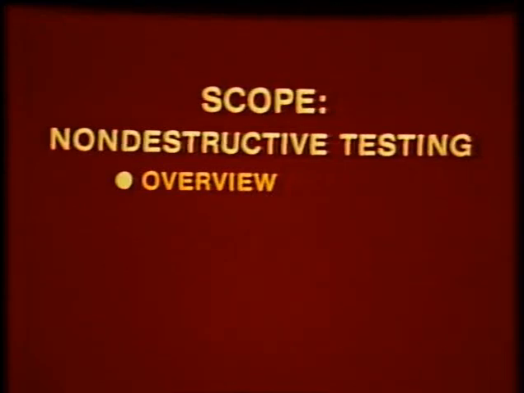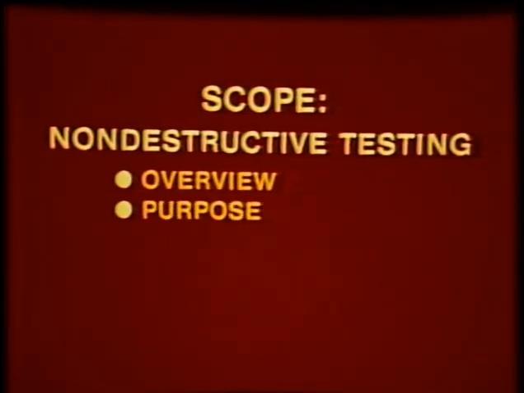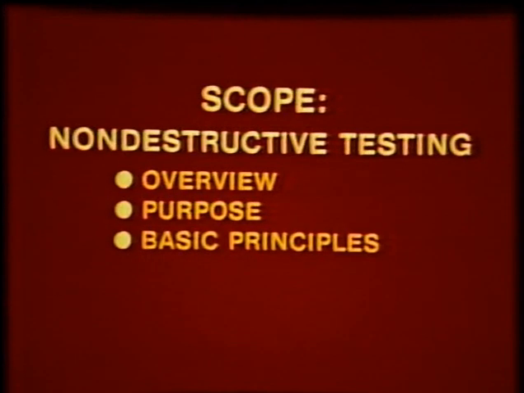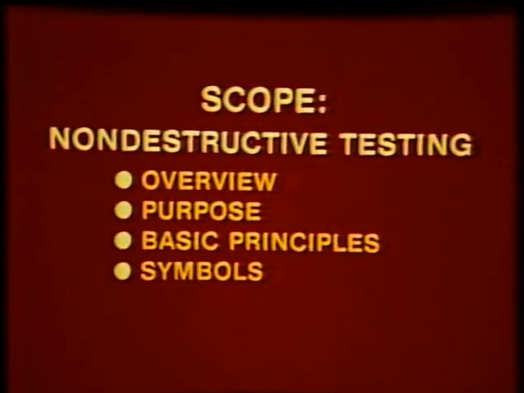Section 6. Non-Destructive Testing. The scope of this section includes an overview of non-destructive testing, its purpose, the basic principles involved with the most common types, and provides a description of the symbols used to indicate the method of inspection to be used.